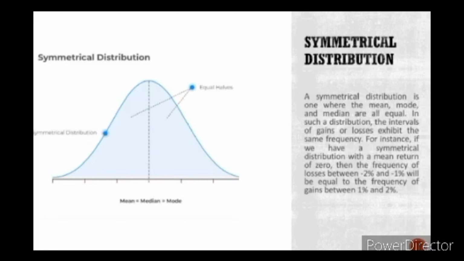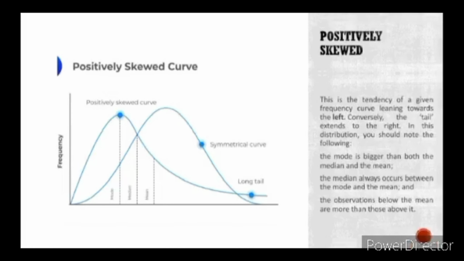Chart, observe it. Next slide, positively skewed. Positively skewed is the tendency of a given frequency curve leaning towards the left. Conversely, the tail extends to the right. In this distribution, you should note the following. The mode is bigger than both the median and the mean. The median always occurs between the mode and the mean, and the observations below the mean are more than those above. Look at the chart. You will see the mode is bigger compared to the median and mean.